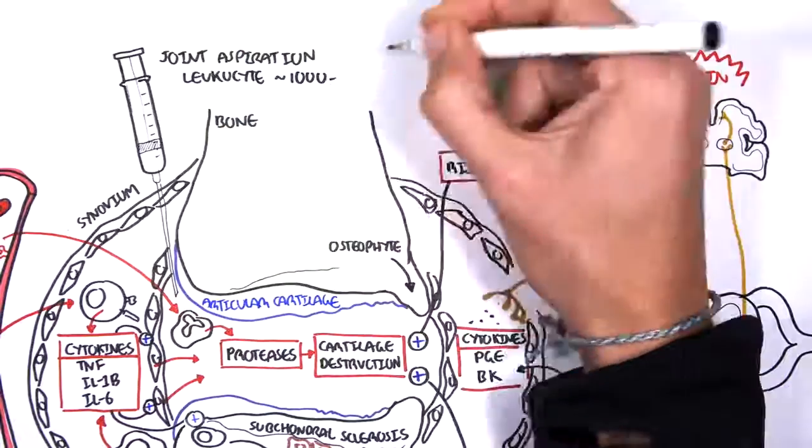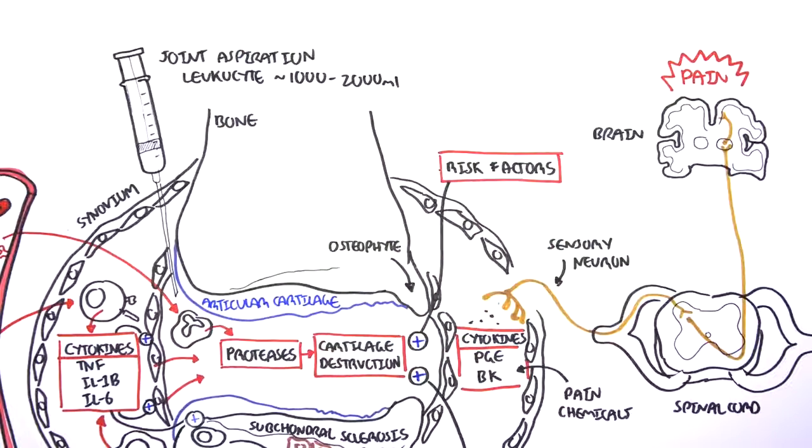In general basic osteoarthritis, joint aspiration can reveal leukocytes, a neutrophil count that ranges up to 2,000 per microliter. In septic arthritis, this number is way higher, 50,000 plus.